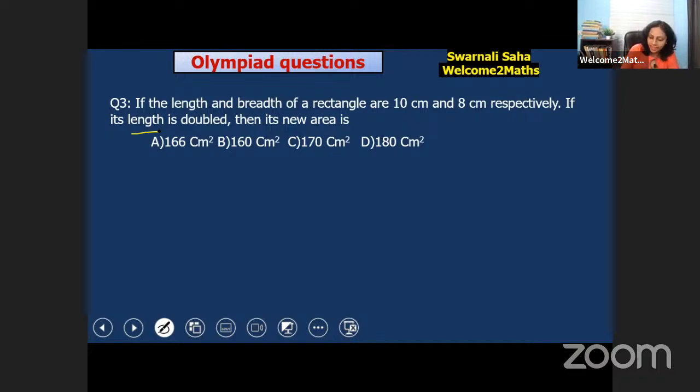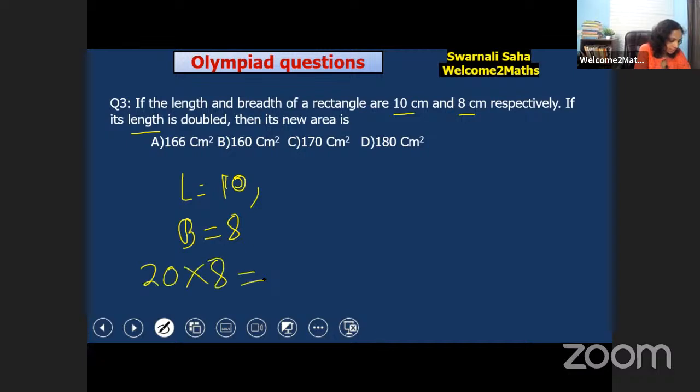Yes, let's check it then. You see 10 and 8. Length is 10, and breadth is 8. So that means here length is doubled. So it would be 20 now. So 20 into 8. So it would be 160 centimeter square.